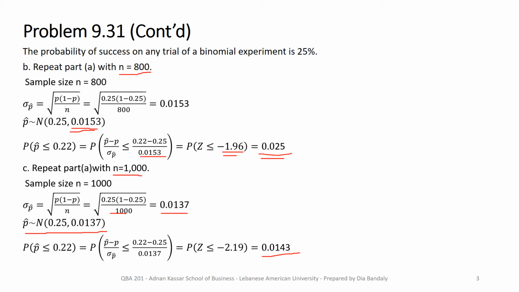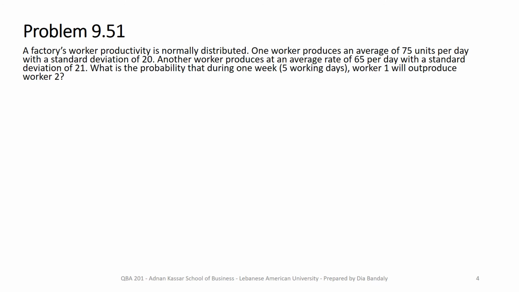As I told you guys, once you reach a certain point, it's simply answering a question about a variable that follows a normal distribution. The last problem will be about the difference between two means. All right, so read this problem carefully. Here we are told that a factory worker's productivity is normally distributed. This is again excellent news for us.